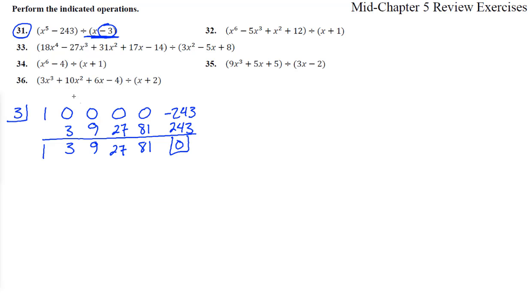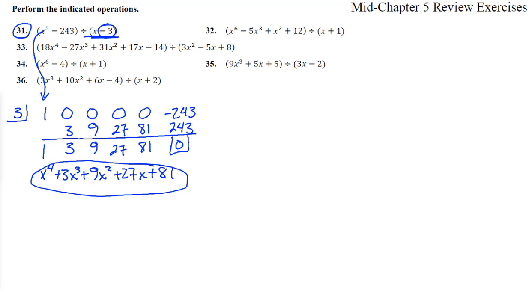That is the remainder. Now remember, this was an x to the fifth, so this has dropped a power to x to the fourth. That one then is x to the fourth plus 3x cubed plus 9x squared plus 27x plus 81 with no remainder. And that's our solution.